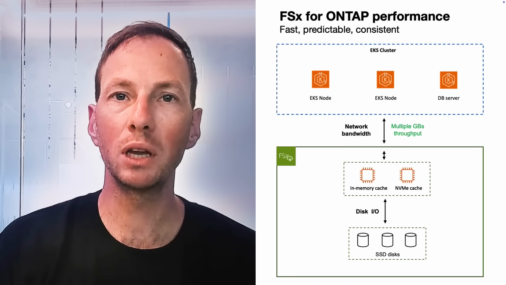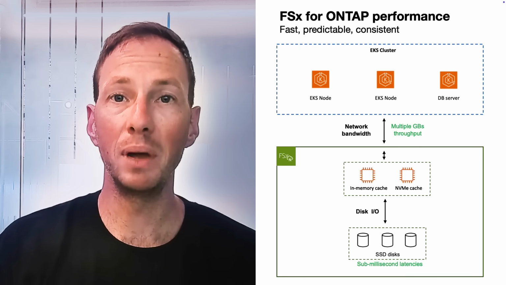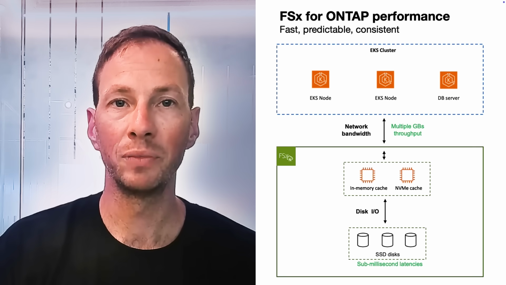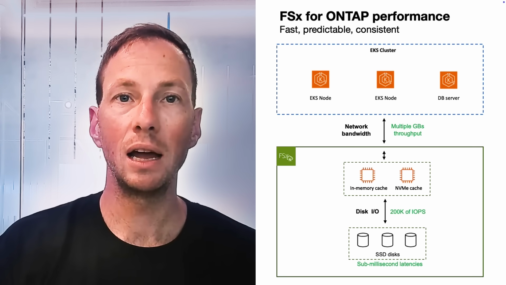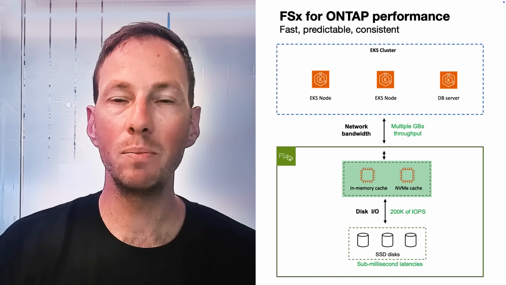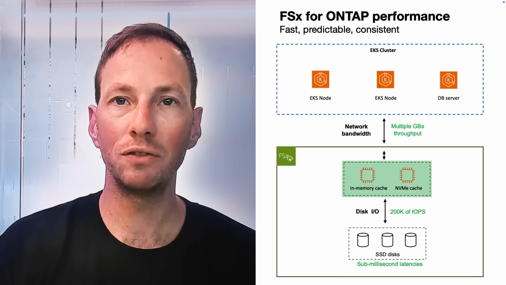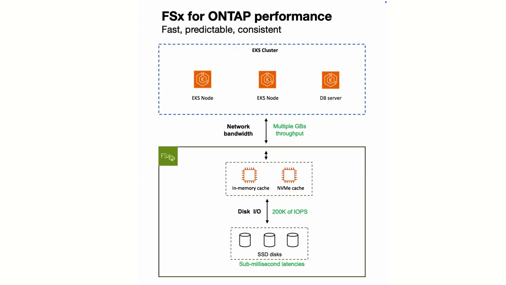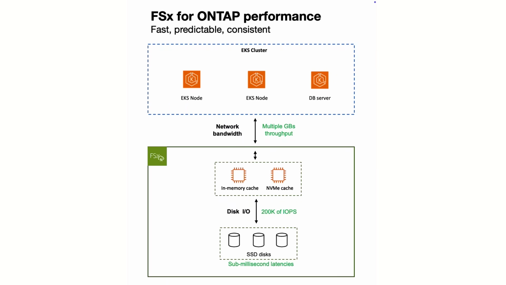It provides multiple gigabytes per second of throughput per file system, sub-millisecond file operation latencies with SSD disks, 200K of IOPS, and it incorporates a unique in-memory cache and NVMe cache to further enhance the performance of frequently accessed data. All these parameters are configurable, so you can scale up when needed and scale down to save on costs in a less performant environment, such as the DR site, which doesn't need to provide high performance until you fail over to it.